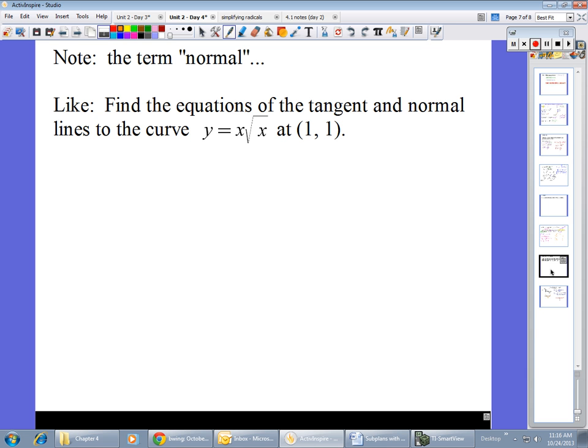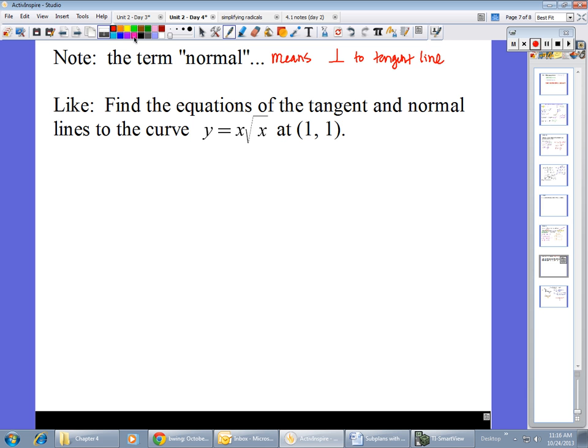And then next, our last example problem is using the term normal. So you'll have problems that say something like, find the equations of the tangent and normal lines to the curve y equals x root x at the ordered pair (1, 1). The first thing I need to share with you is that the term normal means perpendicular to the tangent line. Perpendicular to the tangent line is something we can work with because we know the slope of the tangent line. So the slope of the normal line would be the opposite reciprocal.